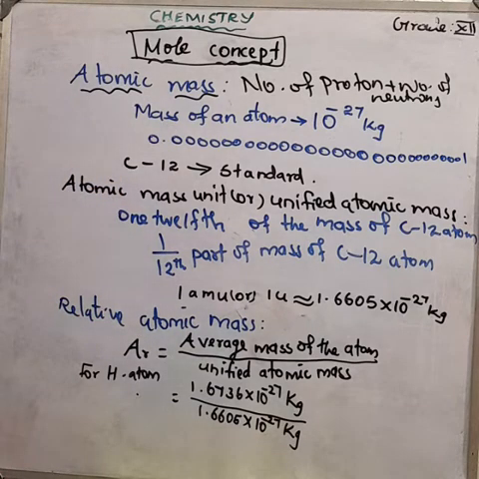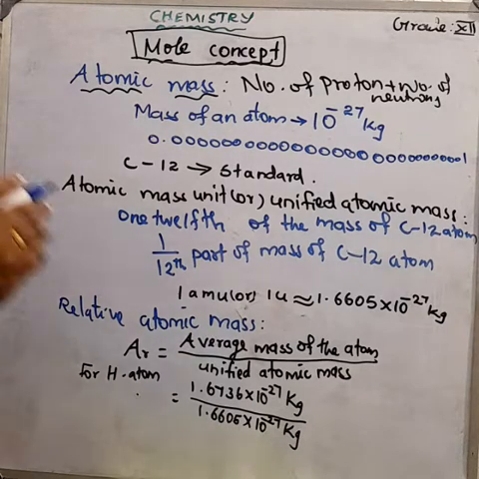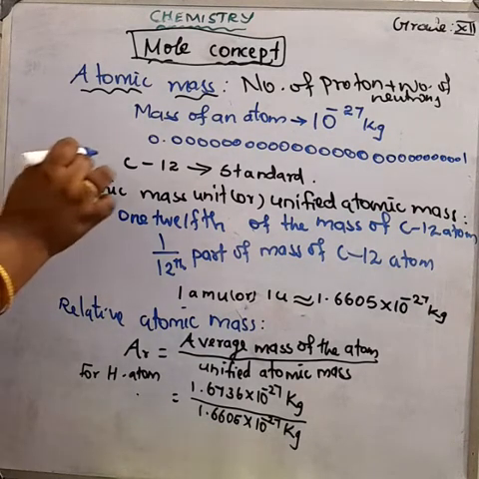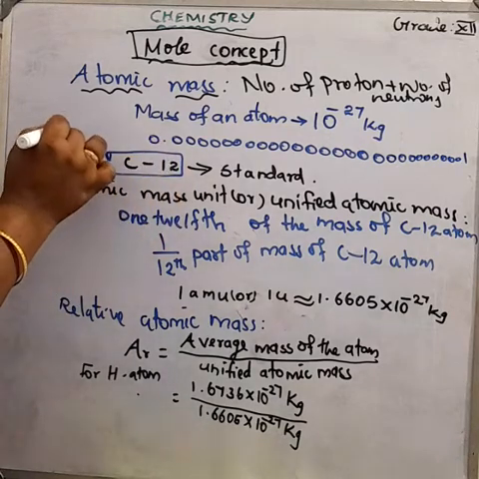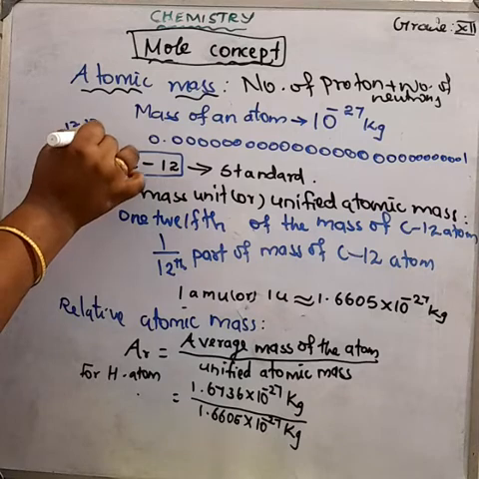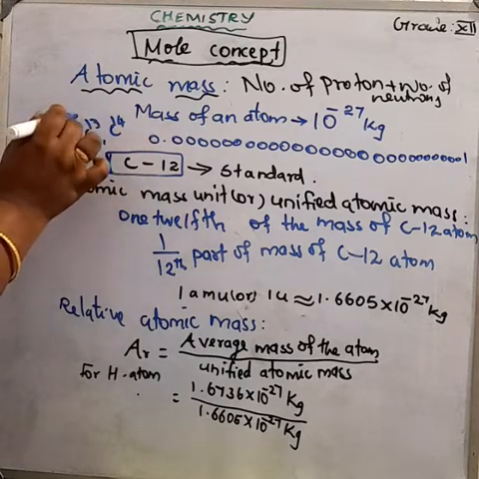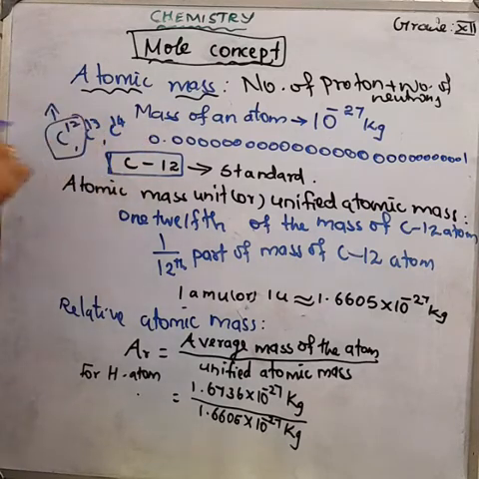Because of this, scientists follow one method: they consider one atom as the standard. Last class we studied clearly about that. One atom as standard, that is carbon 12. Carbon has three isotopic forms: carbon 12, carbon 13, carbon 14. But carbon 12 is present in more abundance.